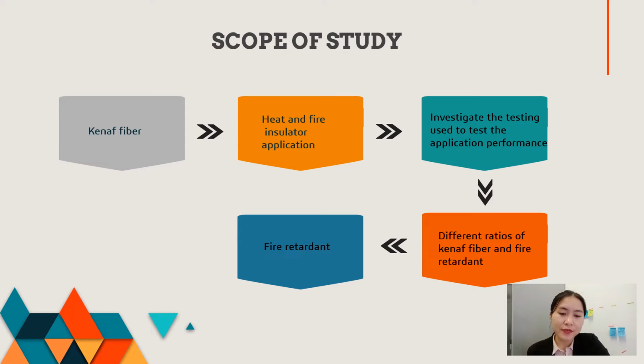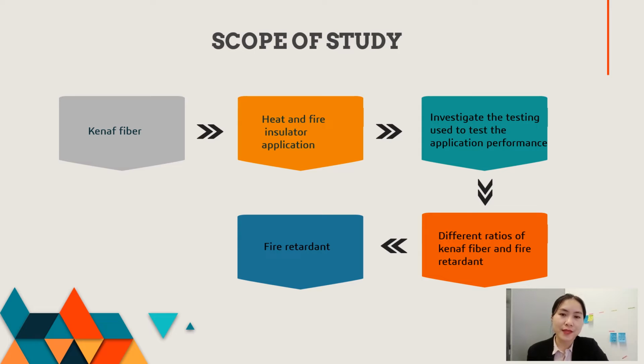The scope of study for this research is to study the potential of KENAF fiber to be used in industry by considering the mechanical properties and cost. The second scope of study is to identify the suitable amount of composition of fire retardant to produce a good fire and heat insulator application. The third scope of study is to ensure that the fire and heat insulator application is able to withstand a temperature up to 400 degrees Celsius.